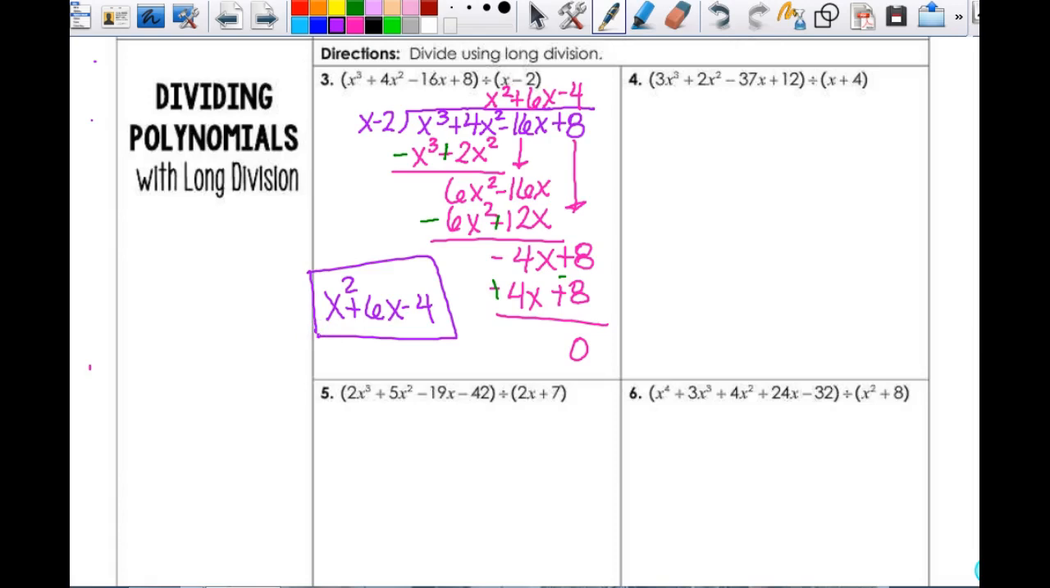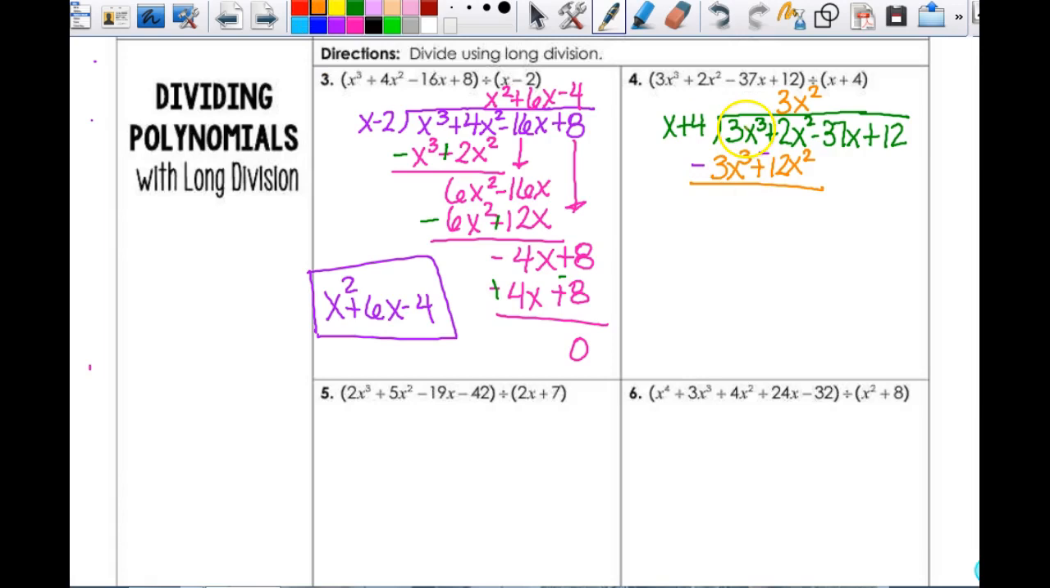All right, we're going to do one more together, and then I'm going to have you do one. So x plus 4 divides into 3x cubed plus 2x squared minus 37x plus 12. So x divides into 3x cubed, and what do I get? 3x squared. So I put it above the x squared term, 3x squared. 3x squared times x is 3x cubed. 3x squared times 4 is a positive 12x squared. Then I go through and change my signs because I'm subtracting.